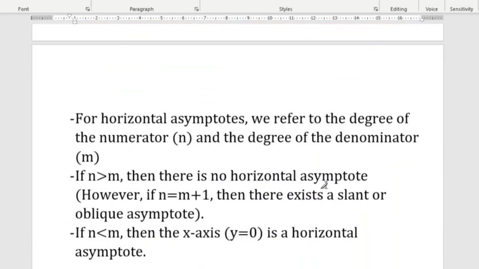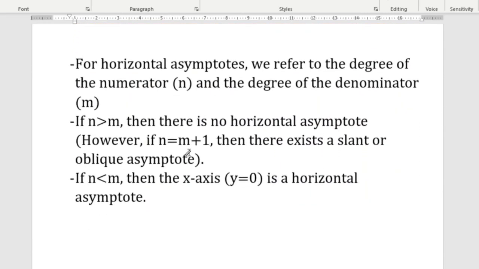How about horizontal asymptotes? When we talk about horizontal asymptotes, we will refer to the degree of the numerator and the degree of the denominator. Again, when we are talking about functions, we have this term called degree, which refers to the highest exponent of the variable in the numerator and the denominator. Now, we refer to the degree of the numerator as n and the degree of the denominator as m.